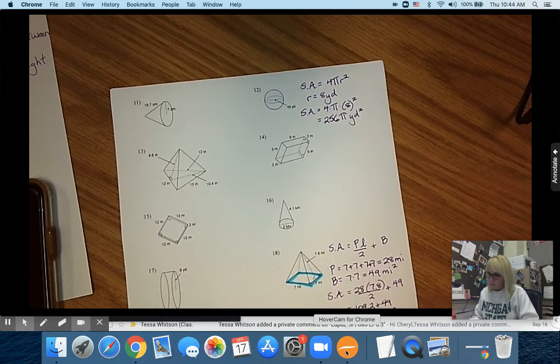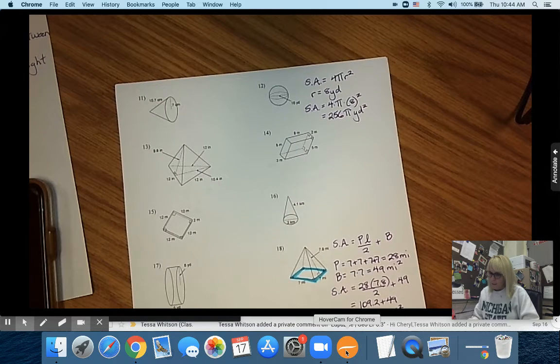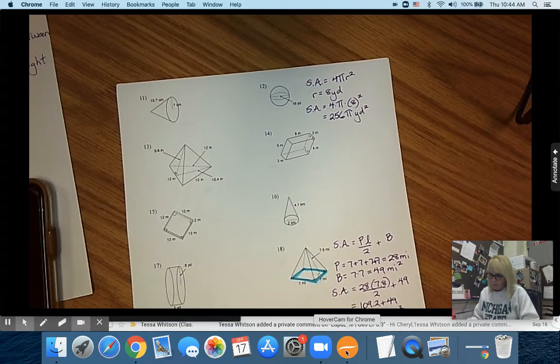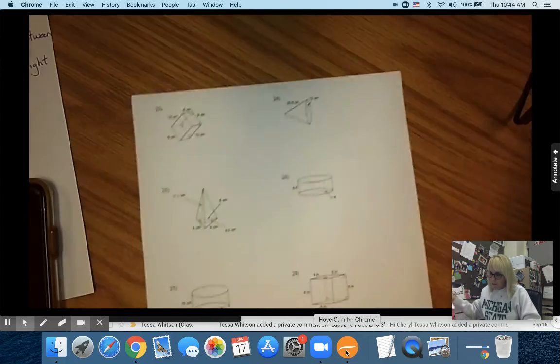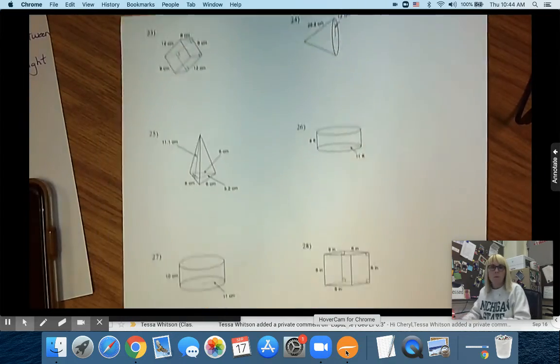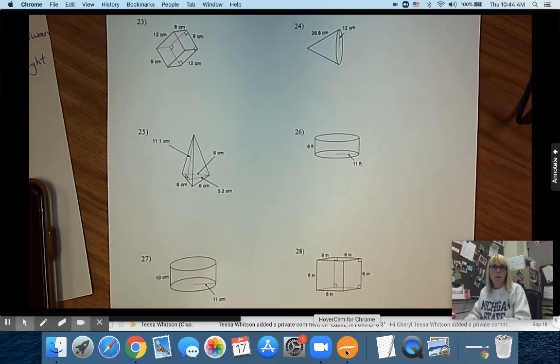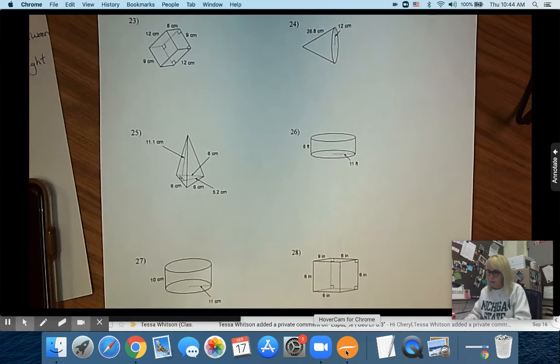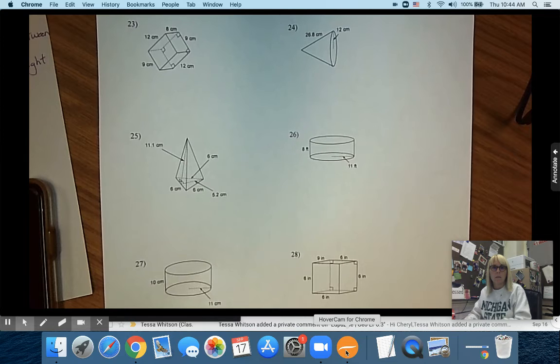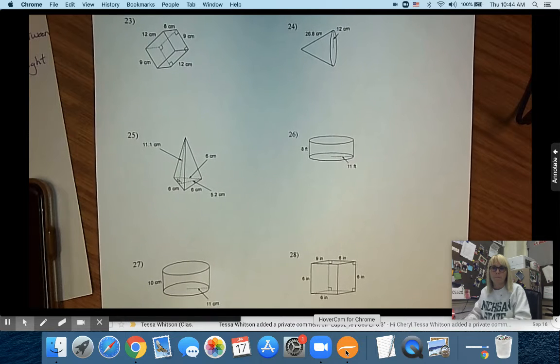All right, I want to do one more. We have not yet done a triangular pyramid. Triangular pyramid. So look at this sheet. I'm just going to give you 6 of them this time. And identify for me which one of these is a triangular pyramid.